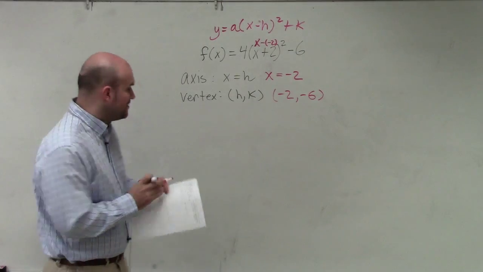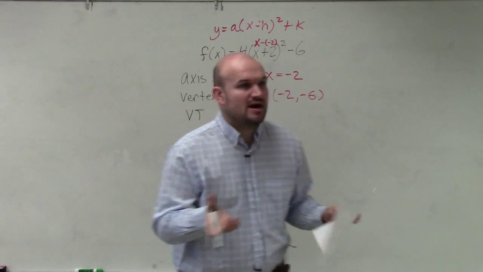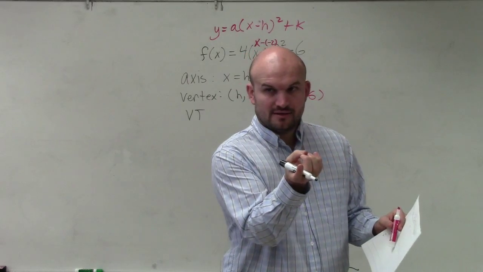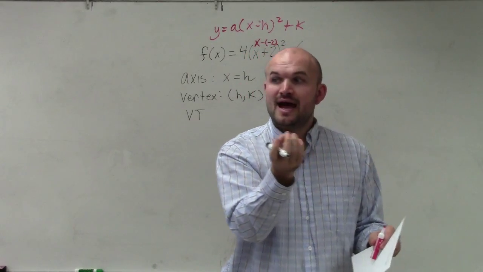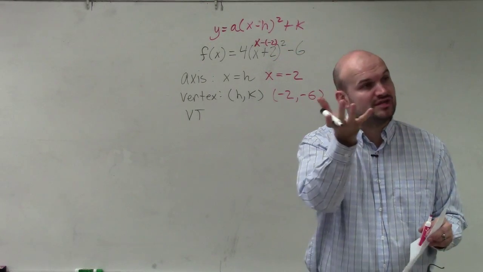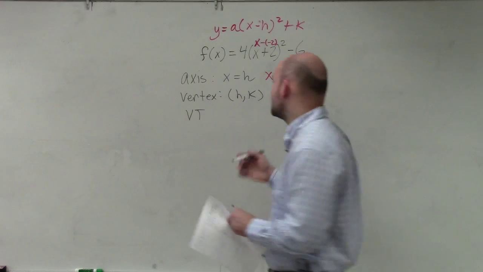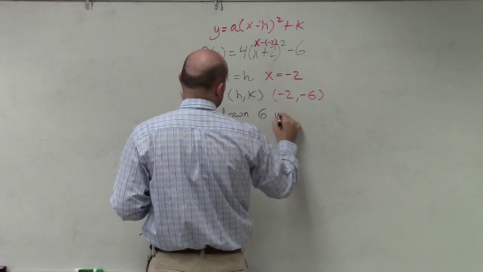The vertical transformation, which I'm just going to call VT. Well, ladies and gentlemen, if you remember, the parent graph starts at 0, 0, right? The parent graph. If you were just to grab y equals x squared, that's at 0, 0. So now, if I'm changing that vertex to go down 6 units, I have now shifted my graph down 6. So we can just say down 6 units.